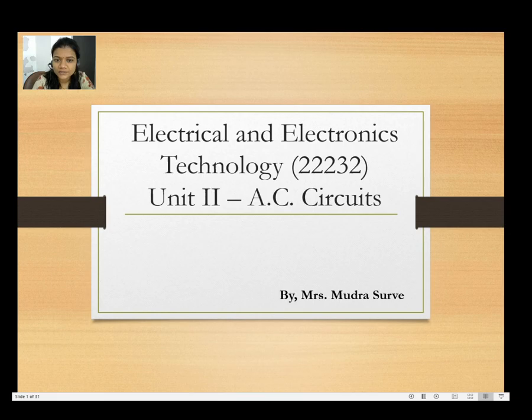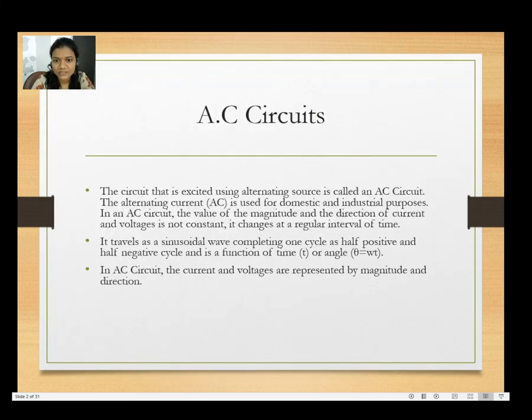We are going to learn the subject Electrical and Electronics Technology, that is EET, in Chemical First Year Diploma. And now we are going to start our unit number 2, that is AC Circuits. So we have to understand what is an AC circuit. The circuit that is excited using an alternating source is called an AC circuit.